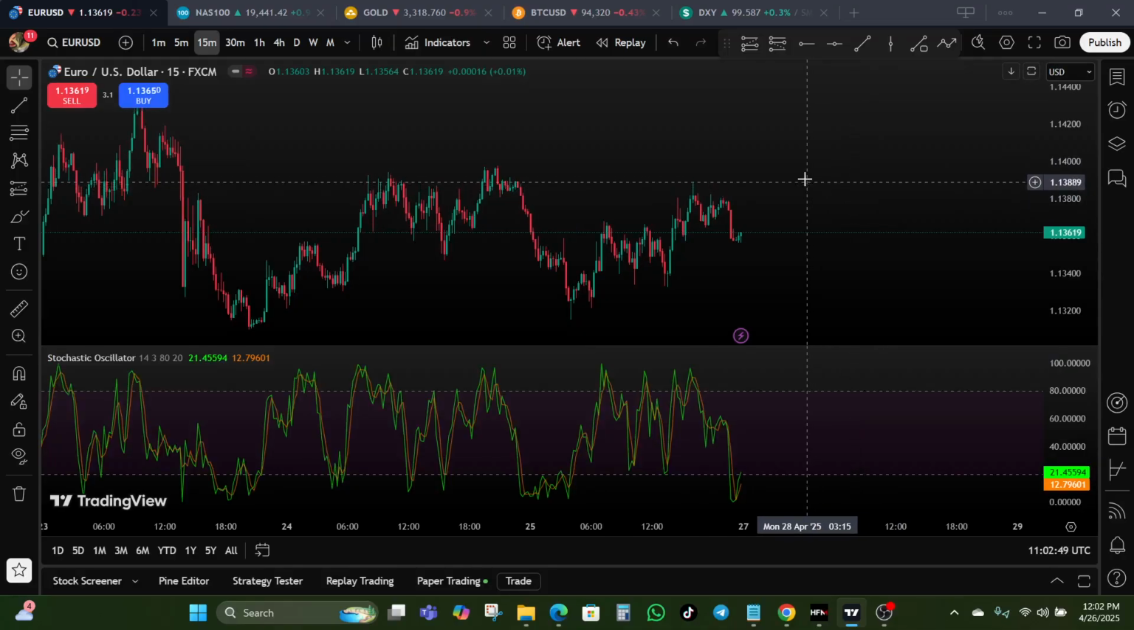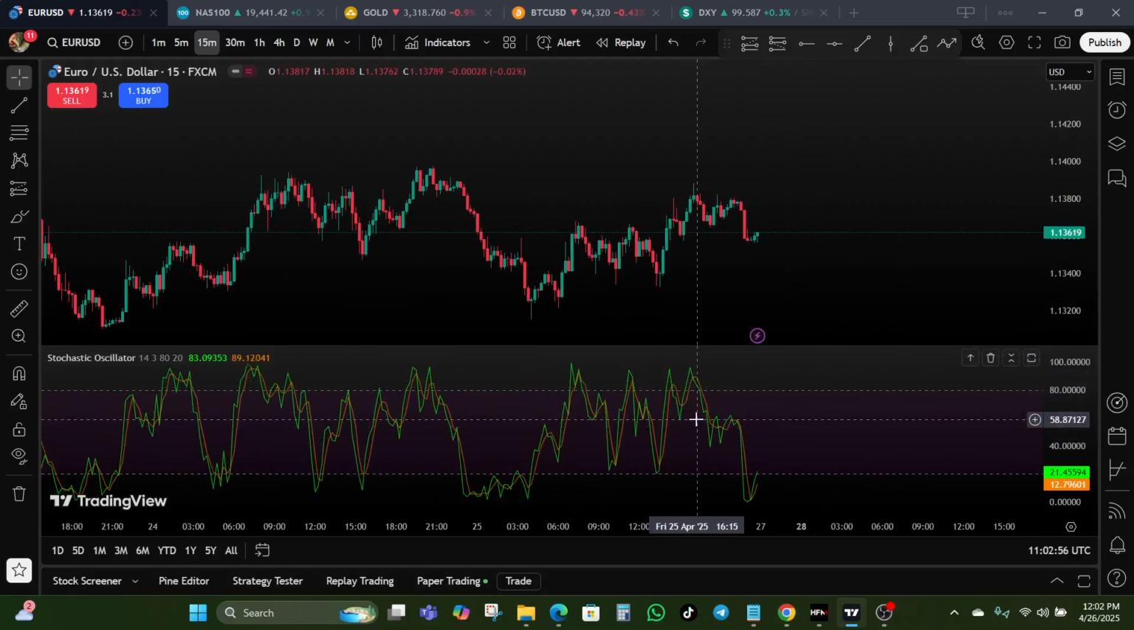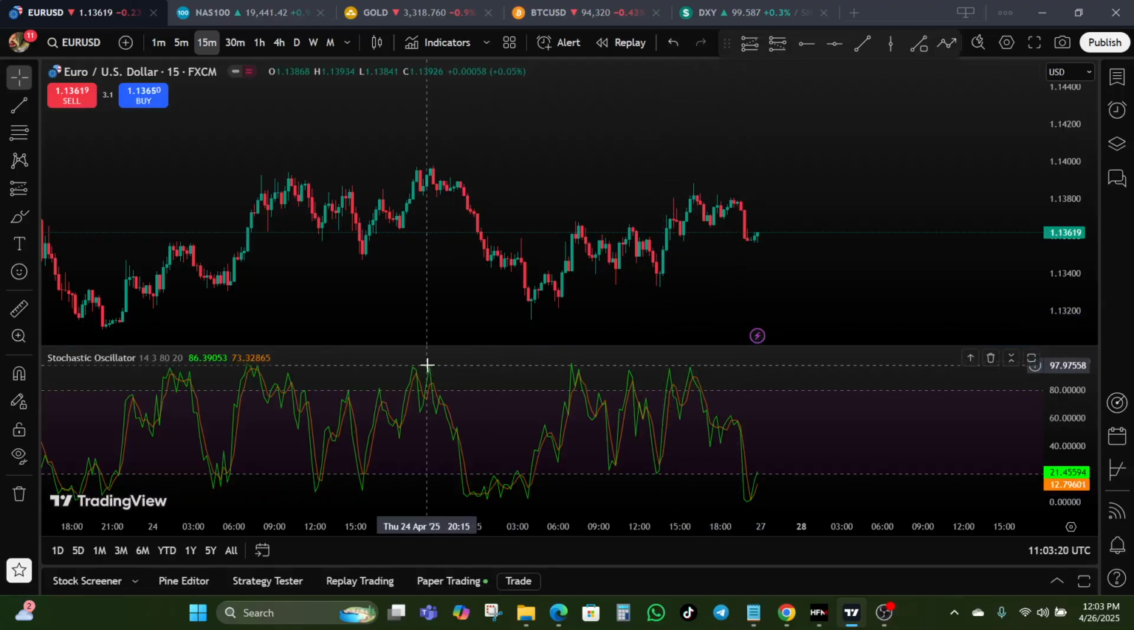This is the foundation for all stochastic based trading. As you can see, it uses two lines, the percentage K and the percentage D lines, to show momentum shifts. Now, when the percentage K crosses above the percentage D in oversold areas, it's often a strong buy signal. And the opposite for sell signals. That is when the percentage K crosses below the percentage D in overbought territory.